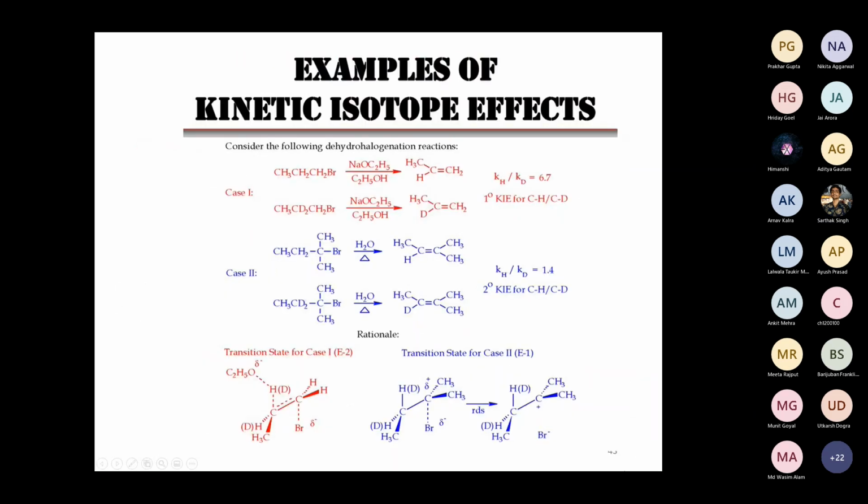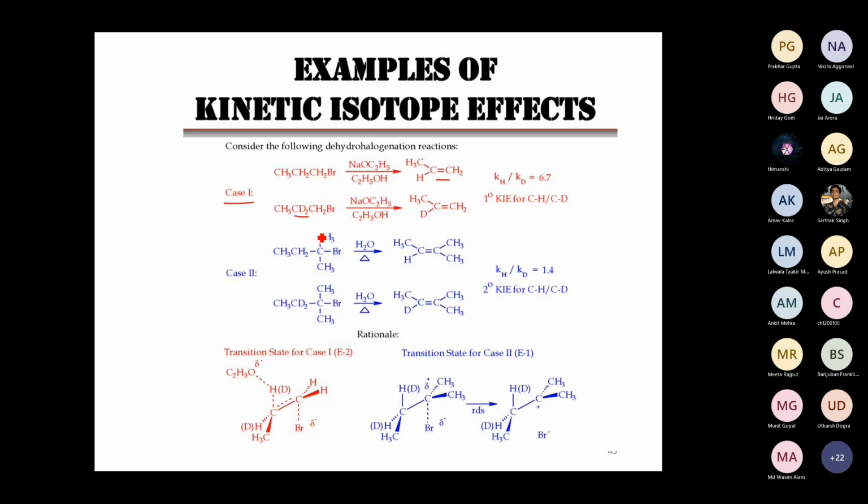Okay, so now let's go. Now I'm going to tell you about the examples. The first example is a kind of elimination reaction. Suppose this is case 1, the orange color. This is propyl bromide. Treatment with sodium ethoxide in ethanol gives propene. So what is the mechanism? You can see this is the same thing.